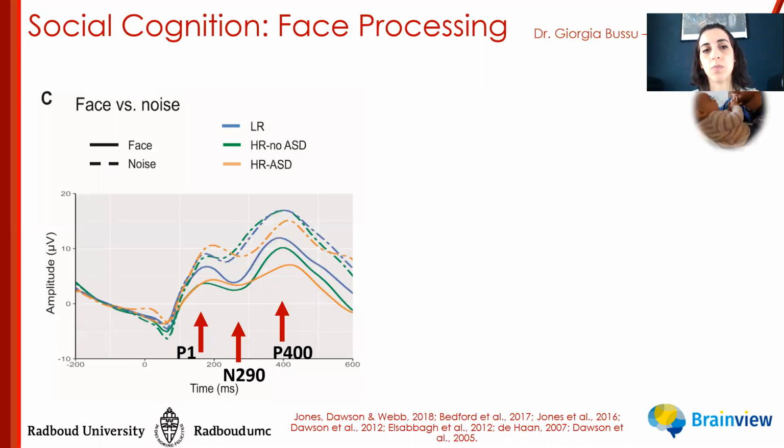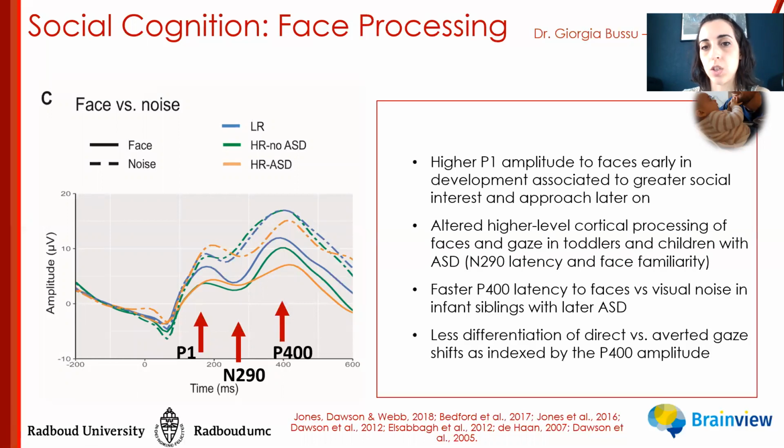And these behavioral manifestations are accompanied by neural alterations as indexed by event-related potentials, or ERPs. You can see here an example of a waveform in response to face and visual noise. I have highlighted three components, the P1, N290, and P400, as they have been previously shown to be altered in emerging ASD and in children with ASD. You can see here some of the findings. In particular, P1 is a sensory-related component that can be modulated by selective attention, whereas N290 and P400 are later, higher-level cortical stages of processing that can be modulated by deep engagement and attention to the stimulus.